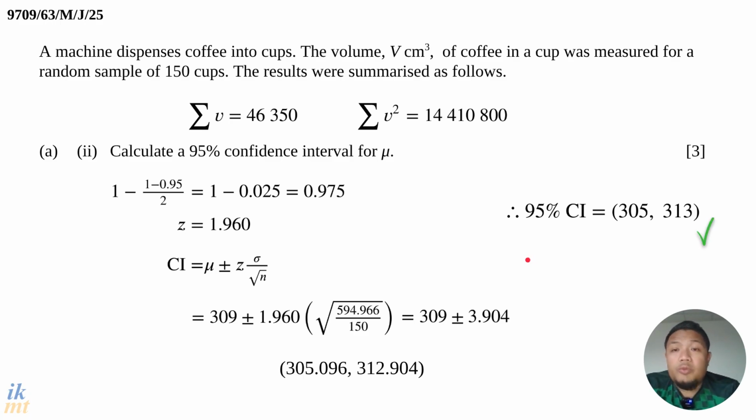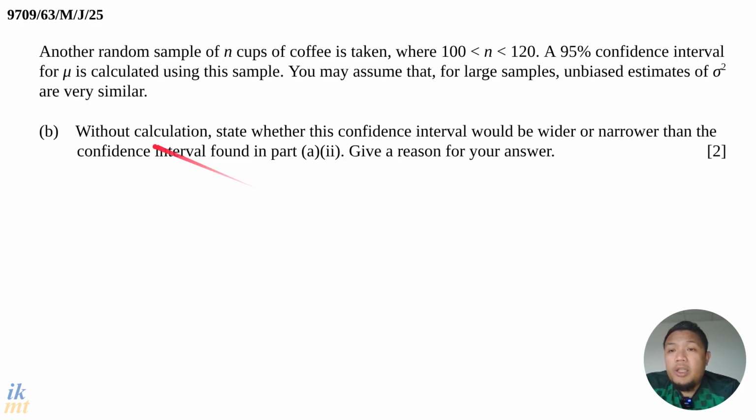And with that, we move on to the next part of the question, where this time it is more testing conceptual knowledge. So let's just read the question first. Another random sample of n cups of coffee is taken, where n is some number between 100 and 120. A 95% confidence interval for mu is calculated using this sample now. You may assume that for large samples, unbiased estimates of sigma square, or the variance, are very similar. Without calculation, state whether this confidence interval will be wider or narrower than the confidence interval found in part A2. Give a reason for your answer.